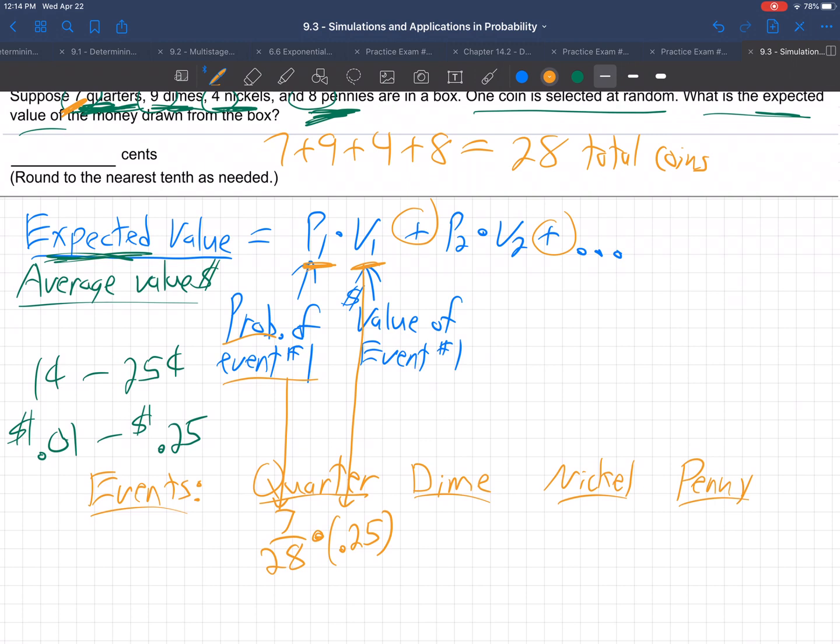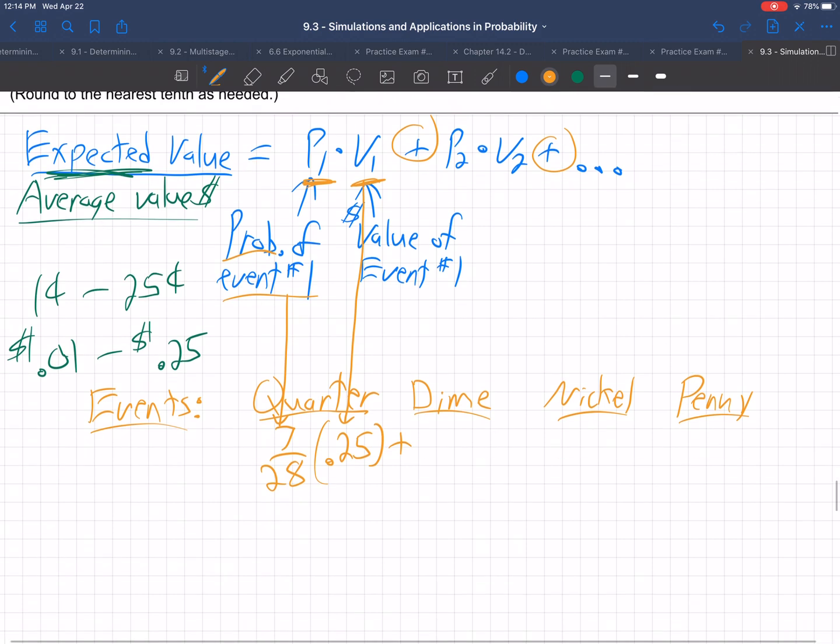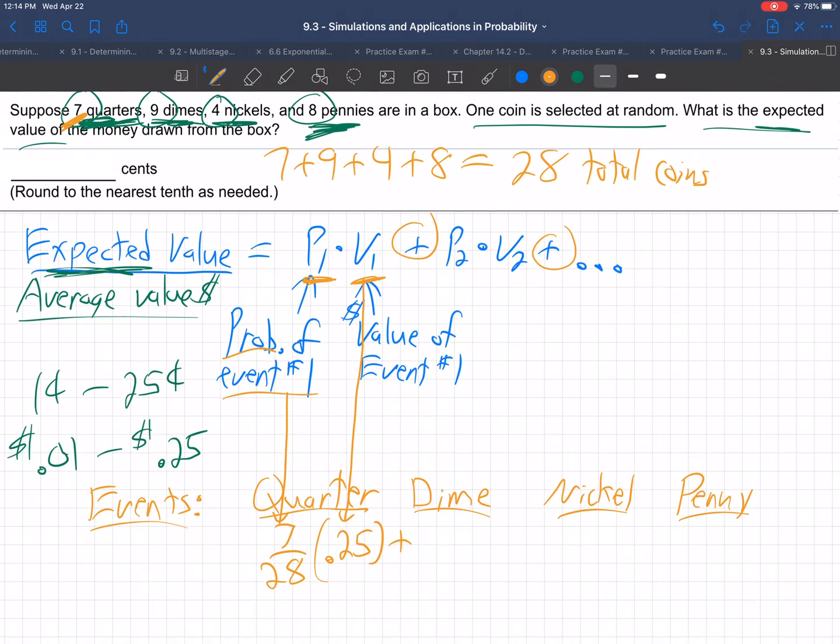In fact, let me just get rid of these extra dots there and just say times 25 cents. That's the value if you get a quarter out. Plus, next come the dimes. What's the probability of getting a dime? There's 9 dimes out of 28, times the value of a dime, 10 cents.